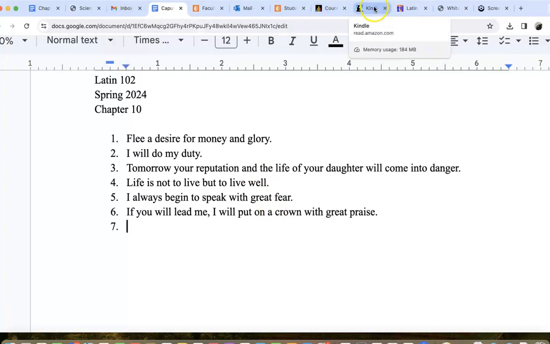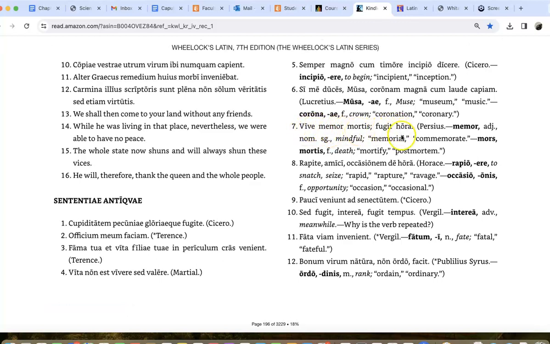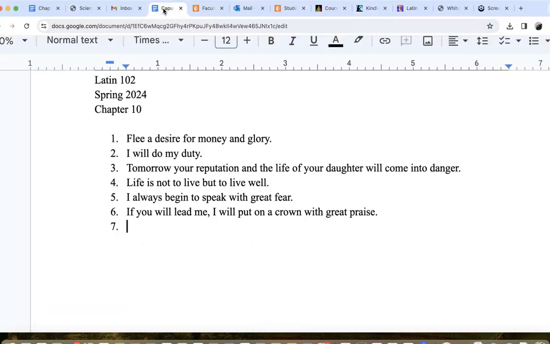All right, moving on here. Vive memor mortis, fugit hora, Persius. Live mindful of death, flee the hour. Well, that's a nice one there. So write that one down.